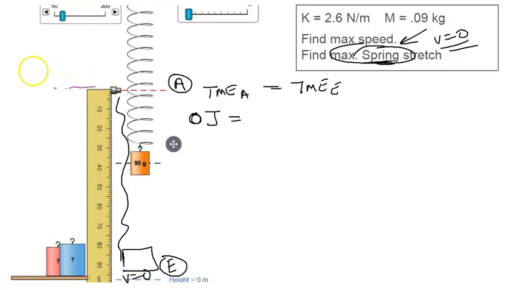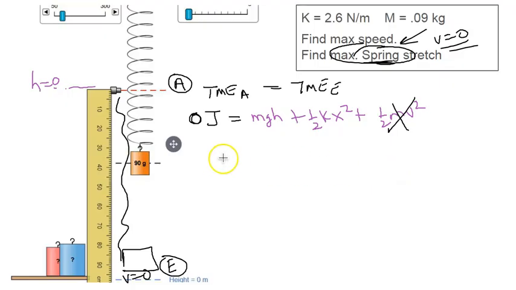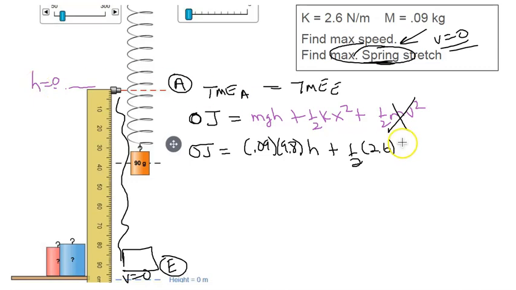I erased it, but this is sea level. So at E, you could have mgh, you could have 1/2 kx squared, you could have kinetic energy. But then, max stretch, that's a turnaround, V is 0. My mass was 0.09, this is 9.8. I'm going to leave this as h, that's what we're looking for, plus 1/2, 2.6. And again, the beauty of calling this sea level is this is h squared.